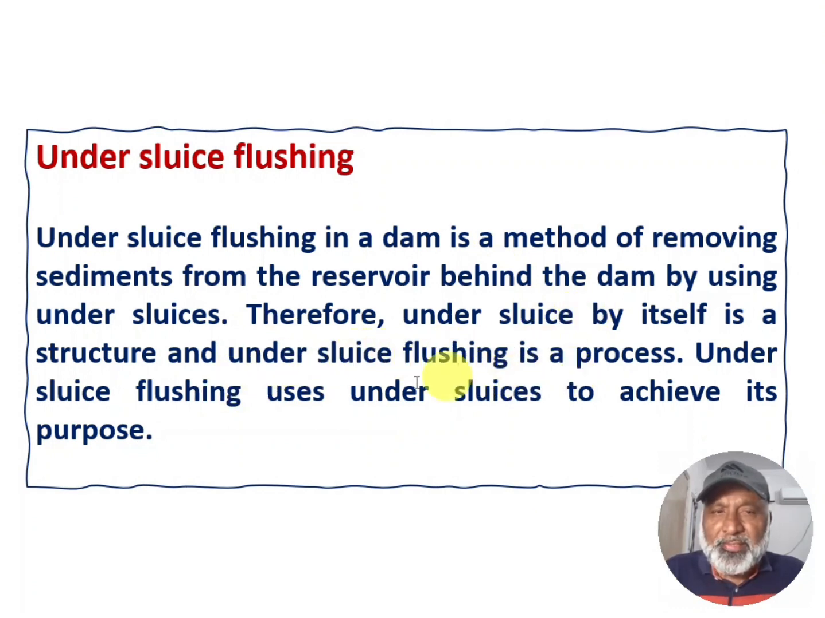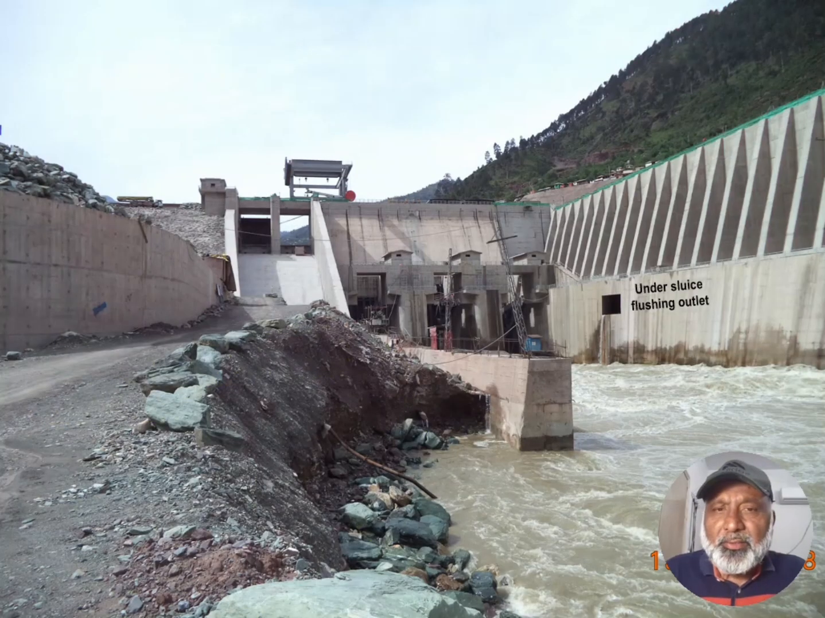Therefore, undersluice by itself is a structure and undersluice flushing is a process. Undersluice flushing uses undersluices to achieve its purpose. I'll show you another picture. In this picture, you can see this is the undersluice flushing outlet. So sediments are flushed out through this outlet. Water is taken from the upstream side, from the reservoir, and then drained out from this outlet.